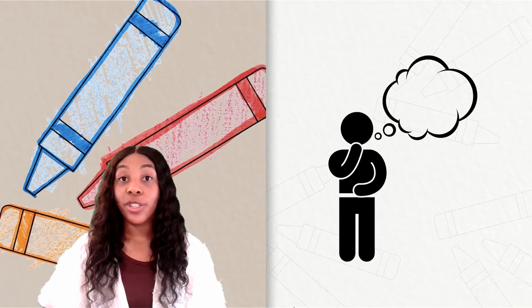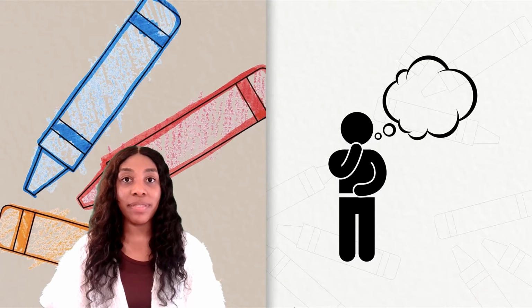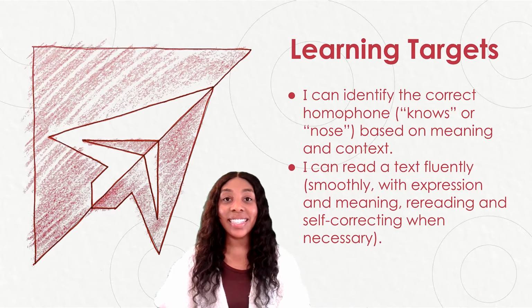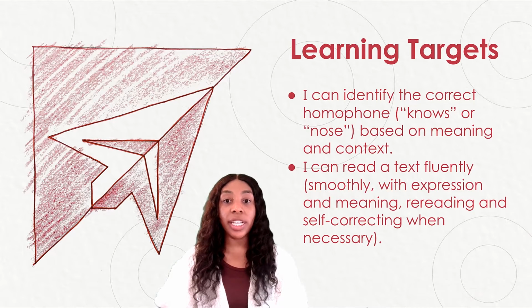Materials. So go ahead and put your thinking cap on. Ready? We have 2 new learning targets for today. Please follow along with me as I read them. Our first learning target says, I can identify the correct homophone, nose or knows, based on meaning and context. The second learning target says, I can read a text fluently, smoothly, with expression and meaning, rereading and self-correcting when necessary.